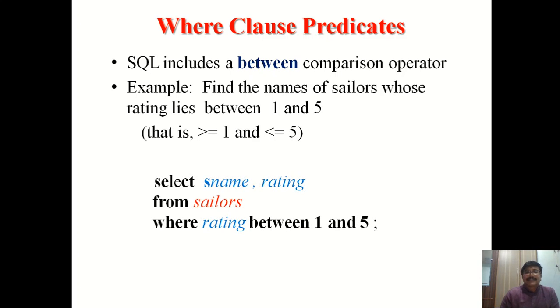The query is select sname comma rating. Find the names of Sailors whose rating lies between 1 and 5. Simply I can display rating also. Select sname comma rating from Sailors where rating between 1 and 5. Here we simply use the keyword between and specify 1 and 5, which includes 1, 2, 3, 4, 5. So these ratings can be displayed, and those related names are also displayed in the output.